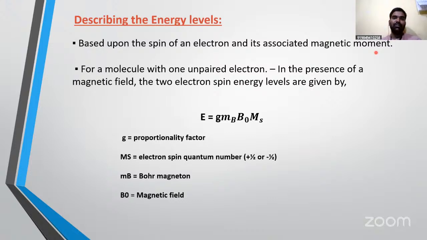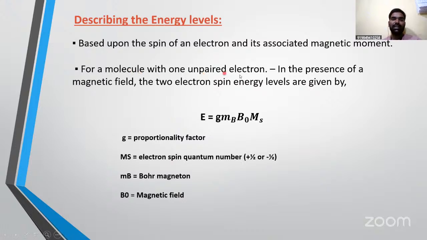For a molecule which contains one unpaired electron, in the presence of a magnetic field, the two electron spin energy levels are given by E equals g mu B B naught M S. Here g is the proportionality factor, M S is the electron spin quantum number, mu B is the Bohr magneton, and B naught is the magnetic field.